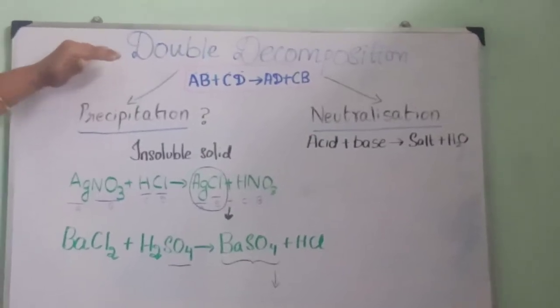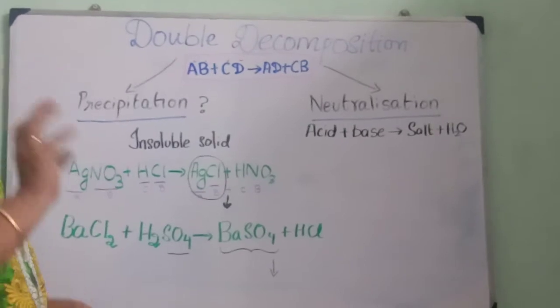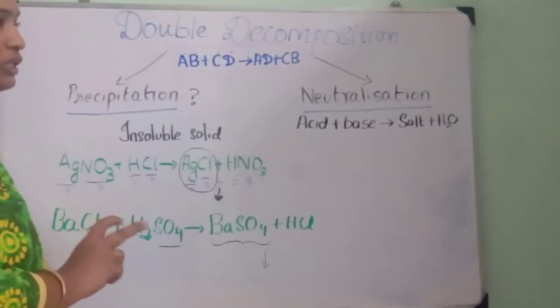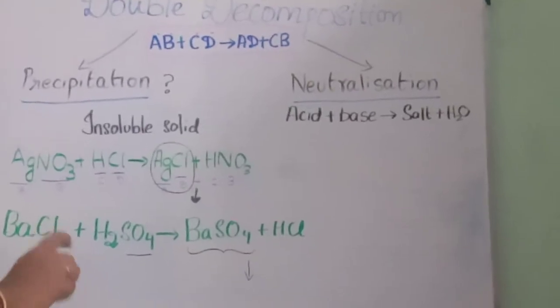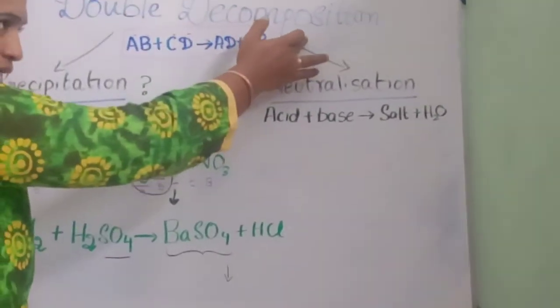Decomposition reaction. Today we are going to see that already the three different types of reaction we have seen. Number one is combination, number two is decomposition, third one is displacement. Now we are going to see the double displacement or double decomposition reaction.